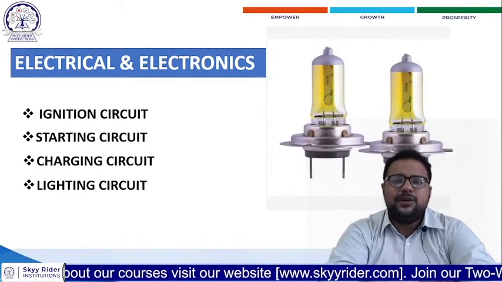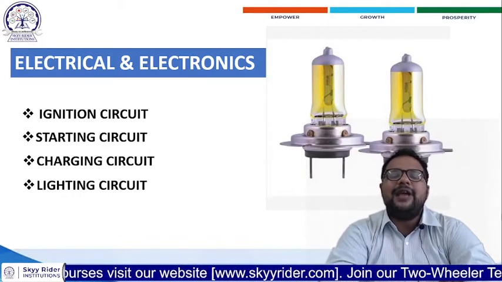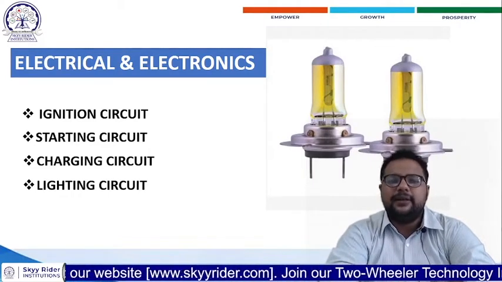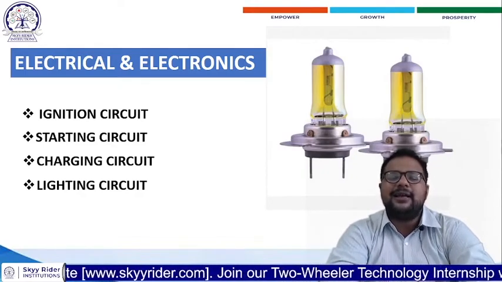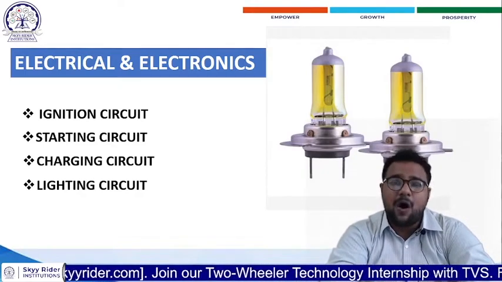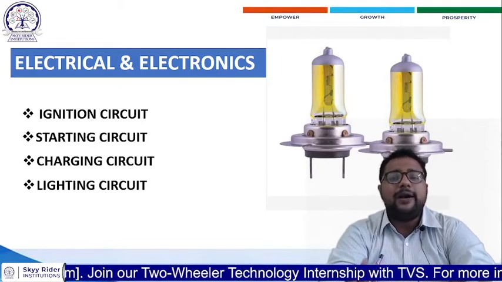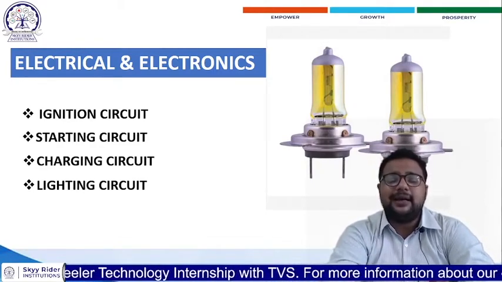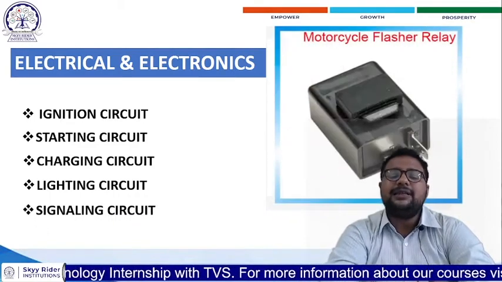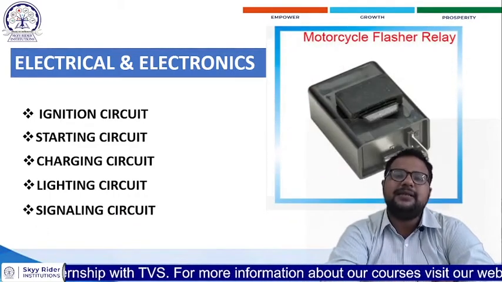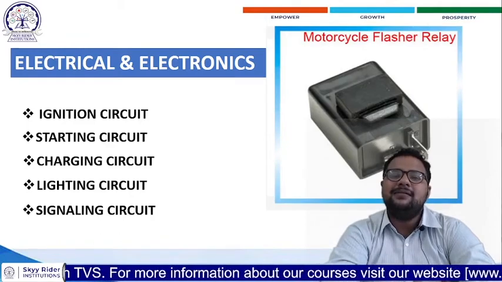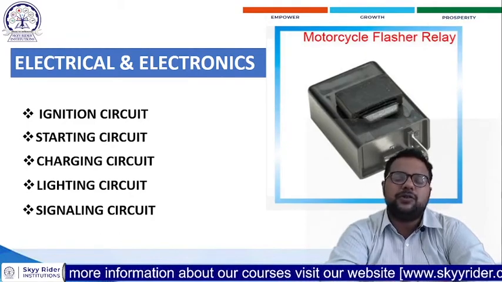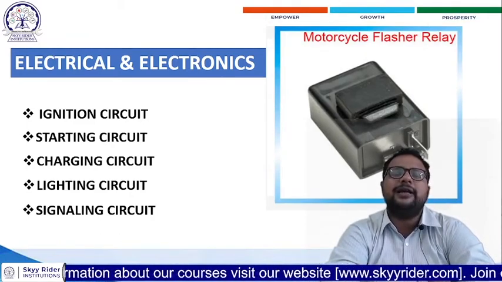Lighting circuit. To run the headlight and tail light, we have the lighting circuit. Then at last the signaling circuit. Different devices like your horn and indicators are operated by your light signaling circuit. Okay. So these are the 5 different circuits which are present in a motorcycle and help in operating different components all together in a manner.